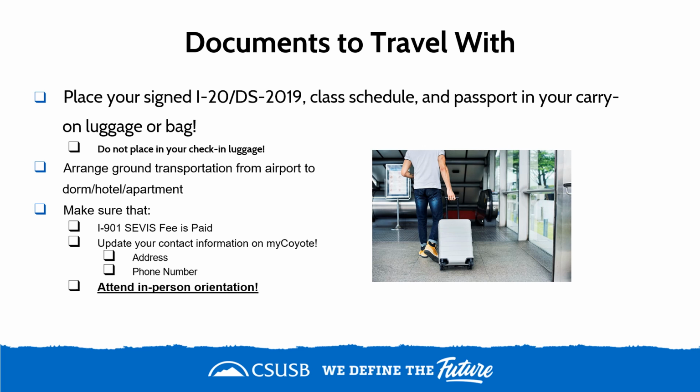Please also ensure that prior to traveling to the U.S., you have paid your I-901 SEVIS fee and updated iCoyote with your U.S. address, even if it is a hotel or temporary address with family or friends, and your U.S. phone number. If you have not acquired a U.S. phone number, please do so as soon as possible once you arrive in the U.S. and prior to the in-person orientation, which you must attend if you wish to maintain status.